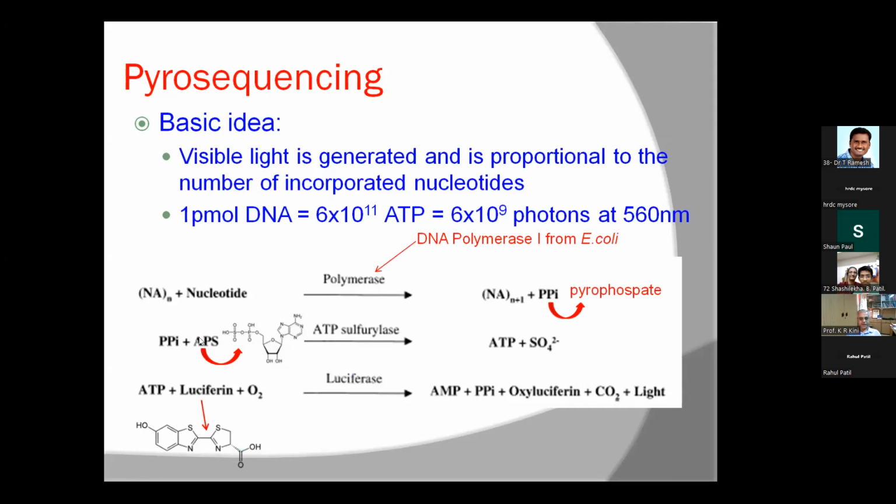So this is made to react with the APS, and the enzyme ATP sulfurylase will create an ATP and release the sulfate. Now, this ATP is made to react with luciferin with the help of the enzyme luciferase from fireflies, and this is the one which gives out light. So for every nucleotide added, an amount of light is coming. So the light generated is directly proportional to the number of nucleotides added.